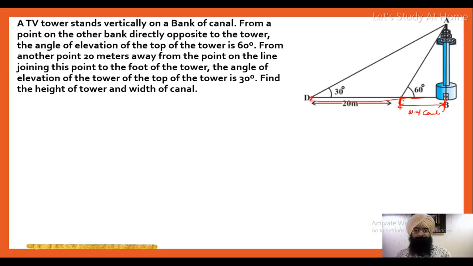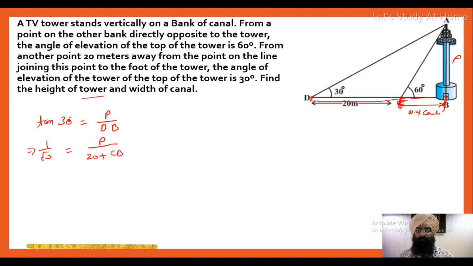We want to find the height of the tower and the width of the canal. One thing, the perpendicular, we want to find, the other is CB. So tan, your favorite tan. tan 30, now you must remember it. tan 30 is perpendicular upon DB. So 1 by under root 3 is equal to perpendicular upon, I will write now, 20 plus CB.